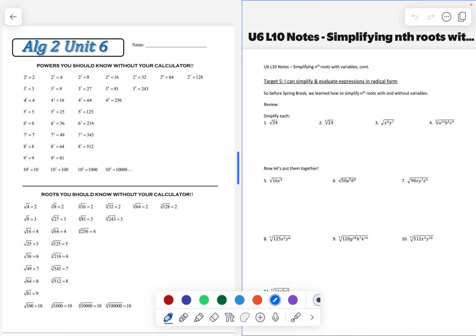I'll be back on Monday, but we are still going to do lesson 10 right now. So this is what we were going to do the second half of Wednesday. It shouldn't take too long.